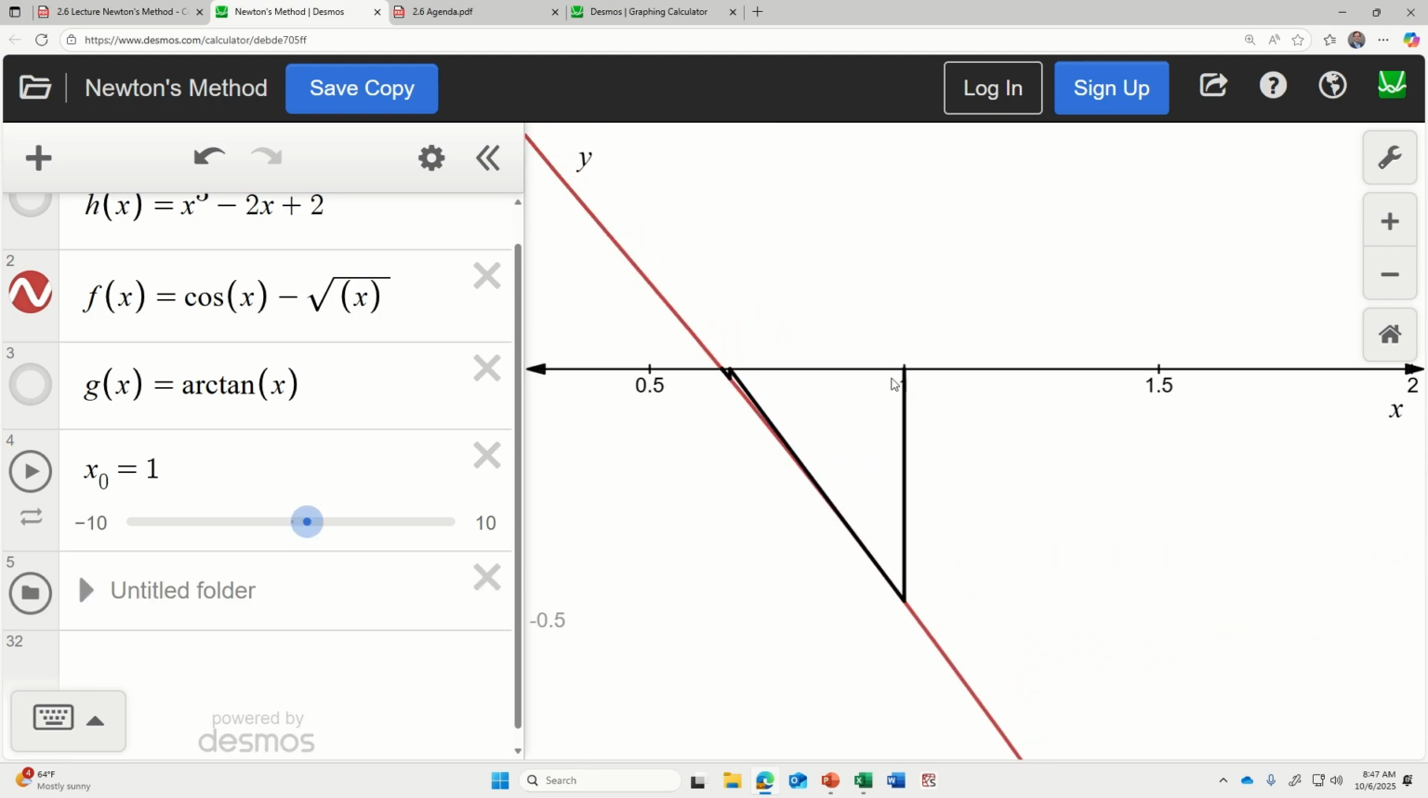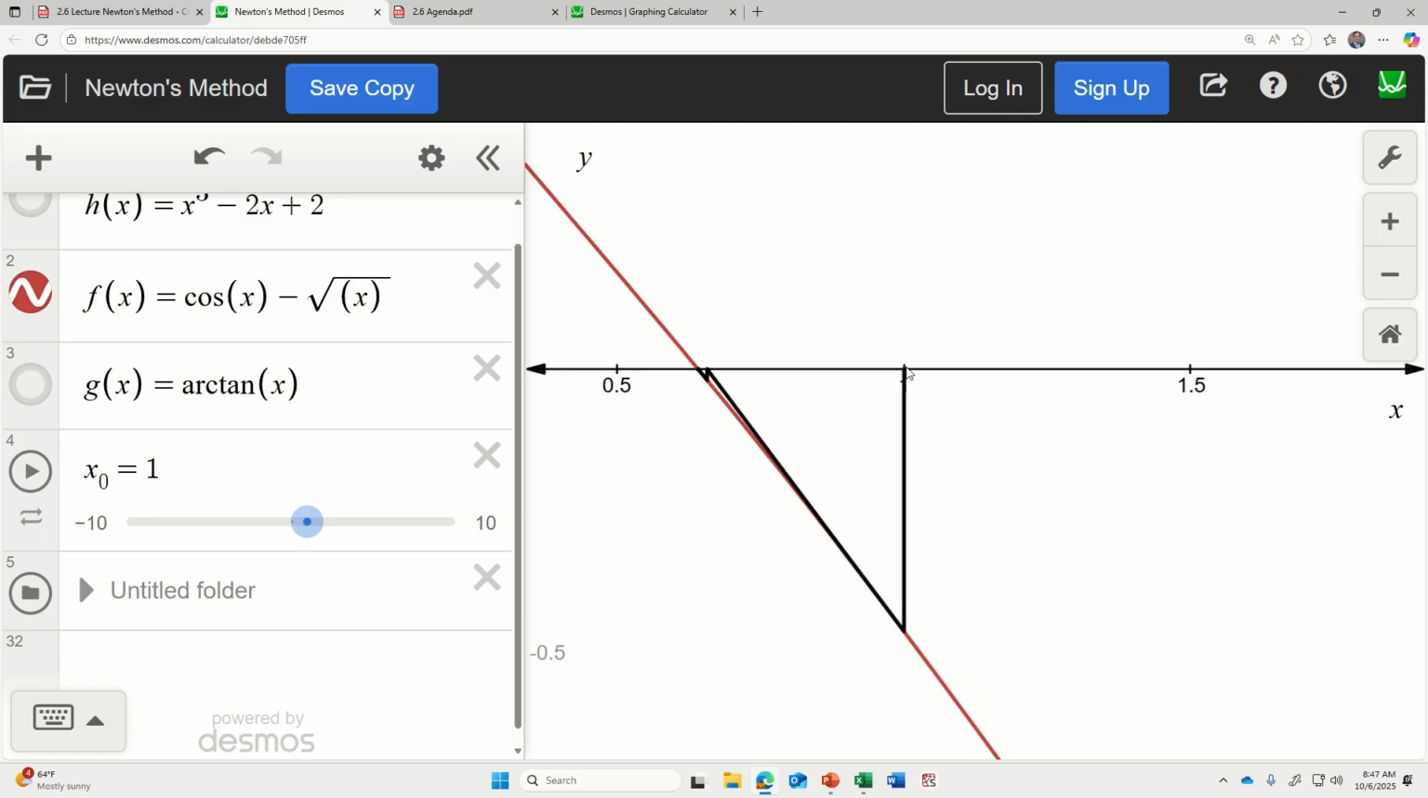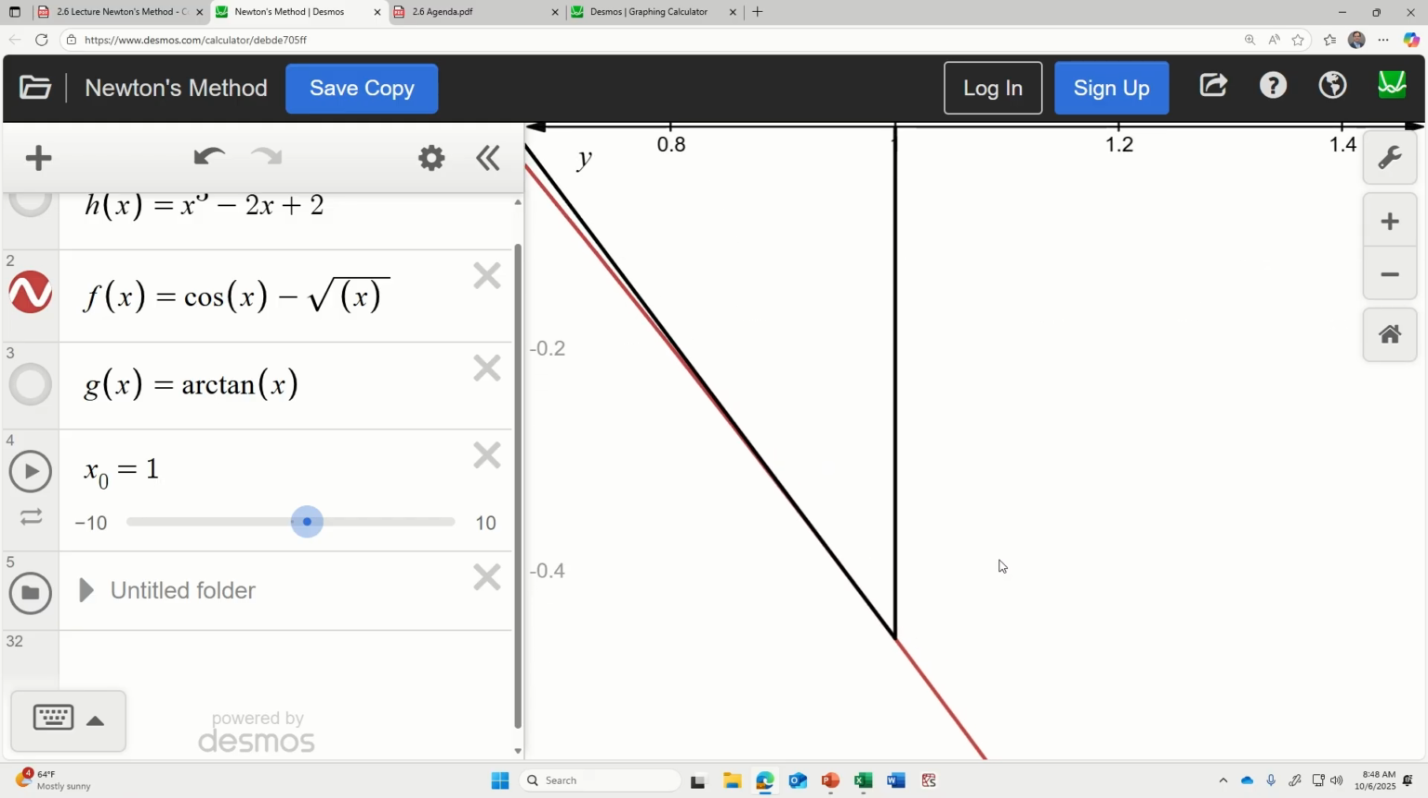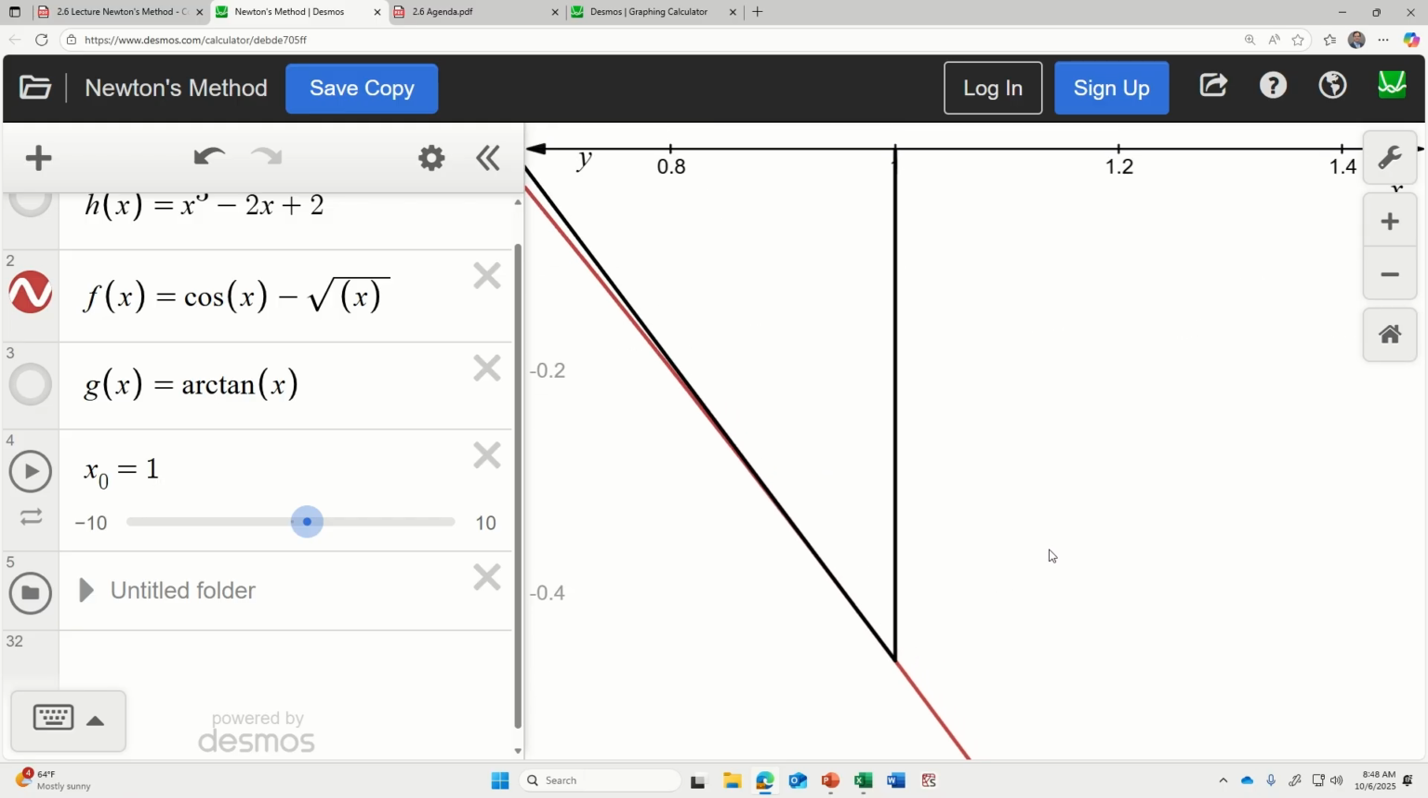And what's happening if I start with x equals 1 is I find the value of my function and I find the slope of that function. I create a tangent line approximation. Do you see how this black line here is the tangent line to the red curve? It's really a good approximation here. It's not so great of an approximation over here on the left side, right? There's a little bit of a gap.